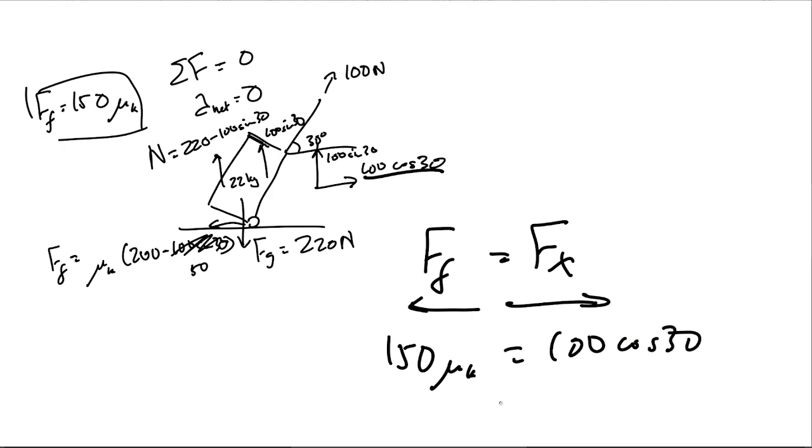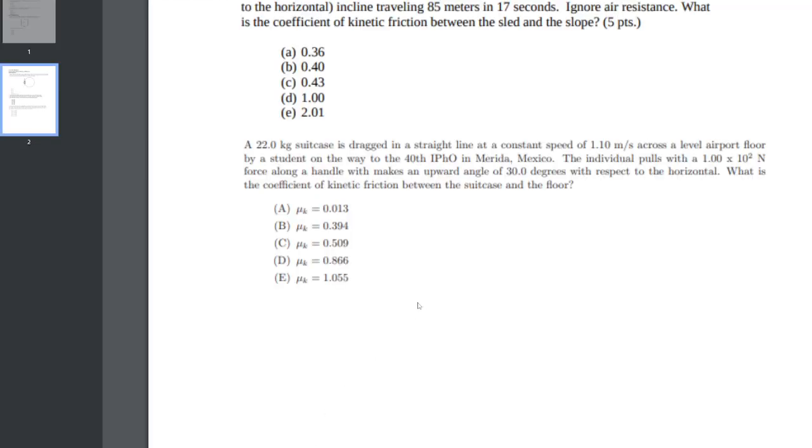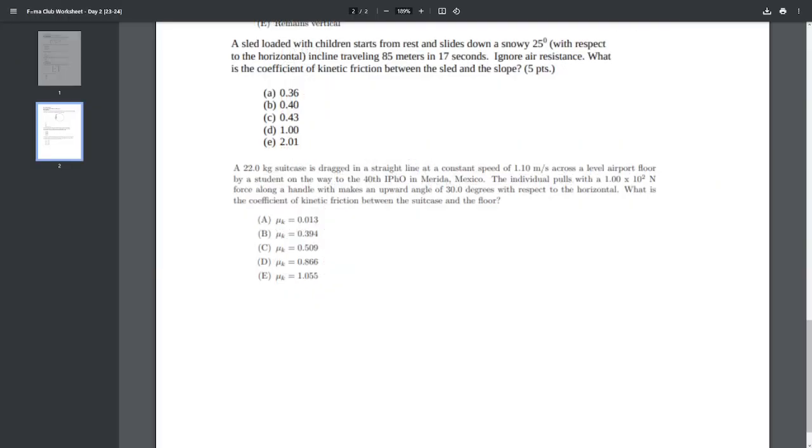Divide 150 on both sides. We're going to get 2 cosine 30 divided by 3, which is equal to 0.577. Oh no. Oh good god. What have I done? What did I do wrong? Oh, I'm stupid. Why did I do 200? That's 220.